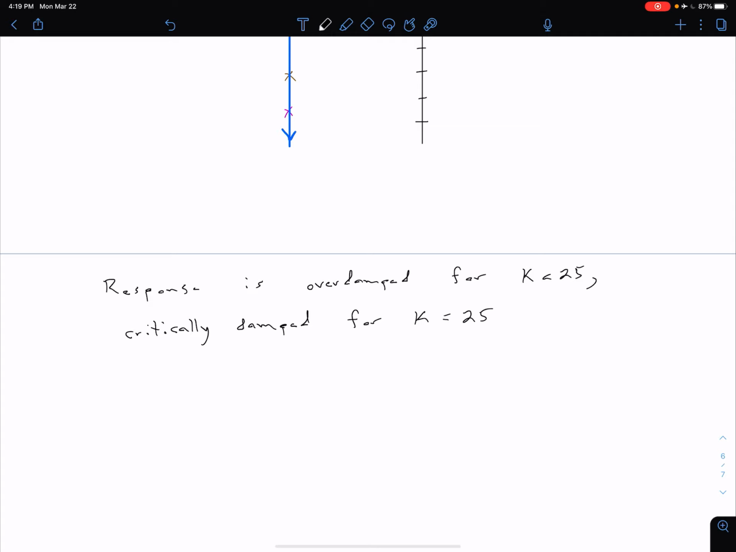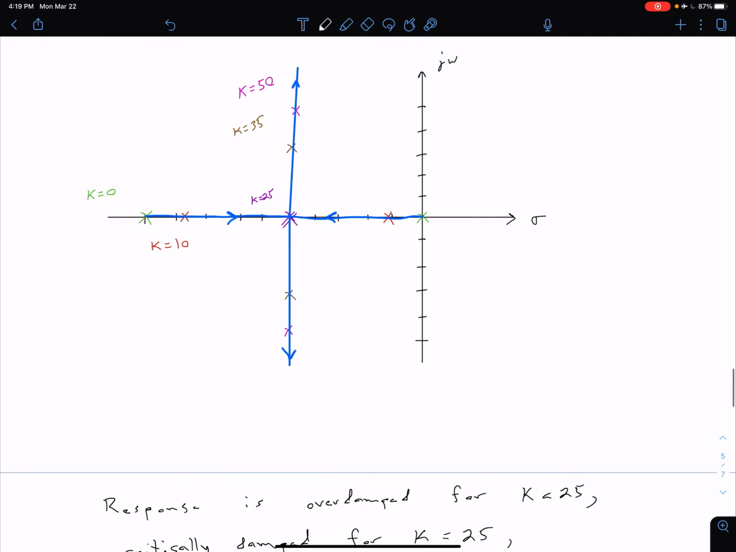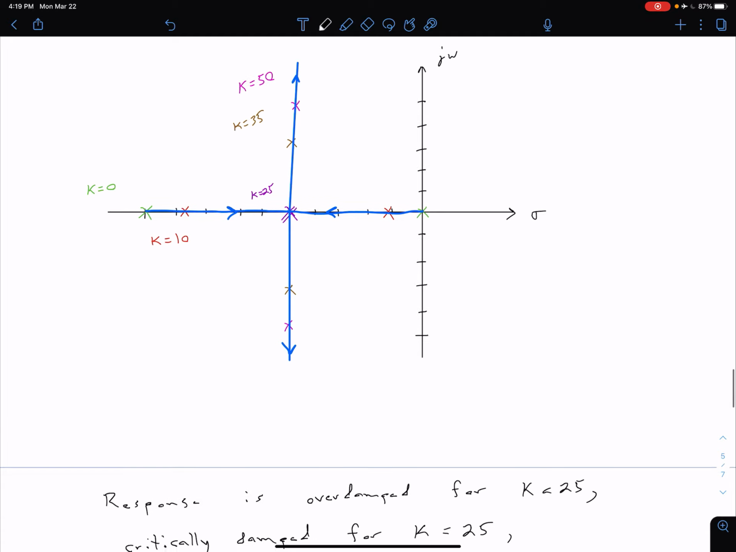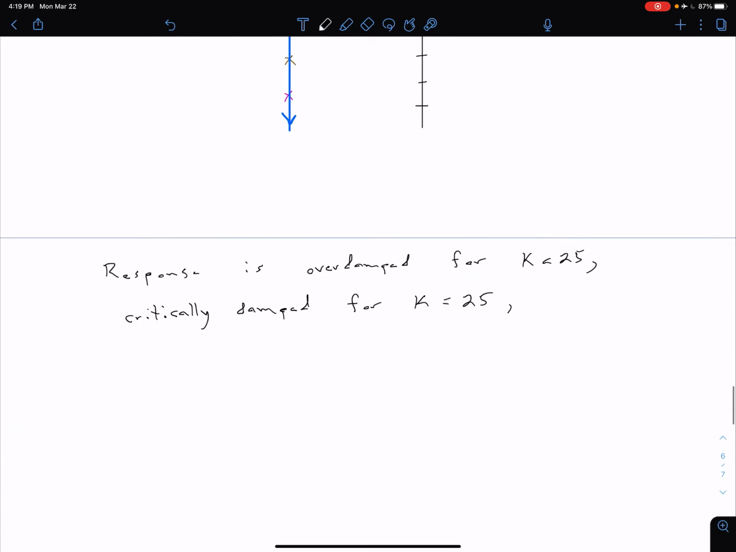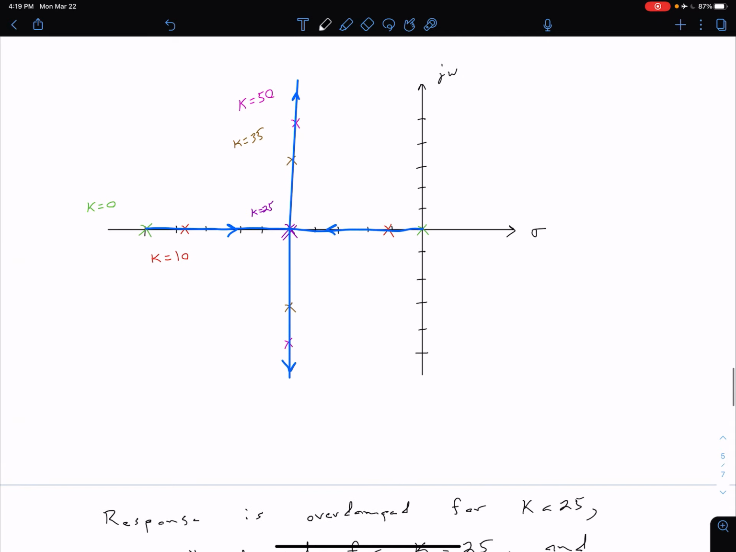So critically damped for k equals 25. And then once we break off of the real axis, once our gain goes above 25, we now have two complex poles, so that means we're going to have an underdamped response, underdamped for k greater than 25. All of that information we got from our root locus just by glancing at it relatively quickly.